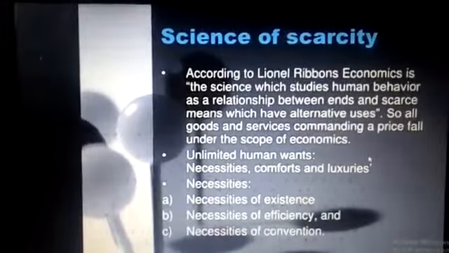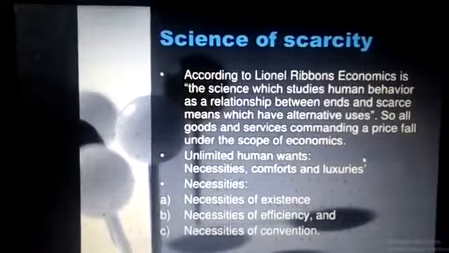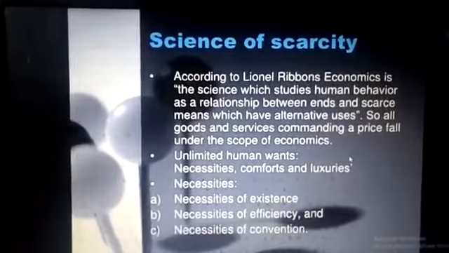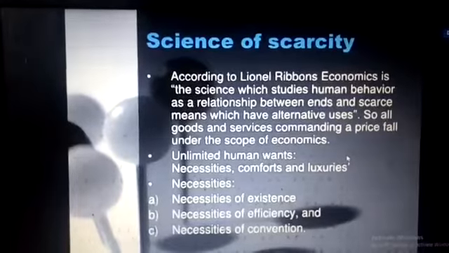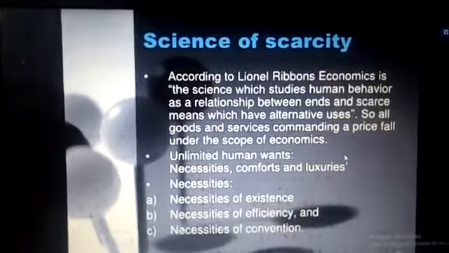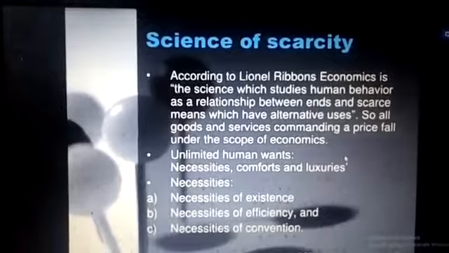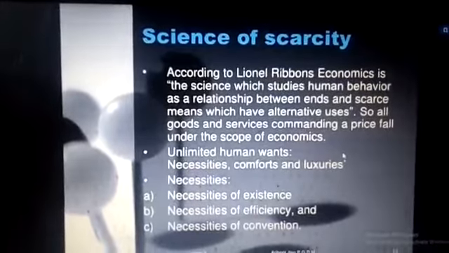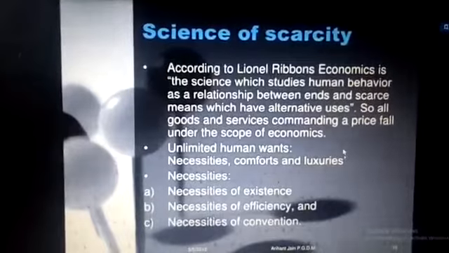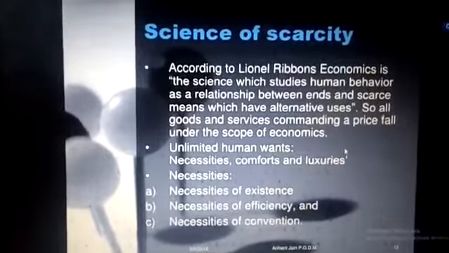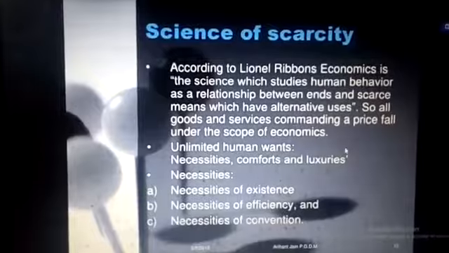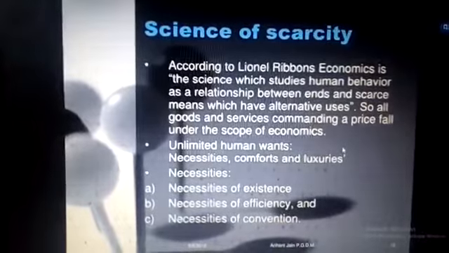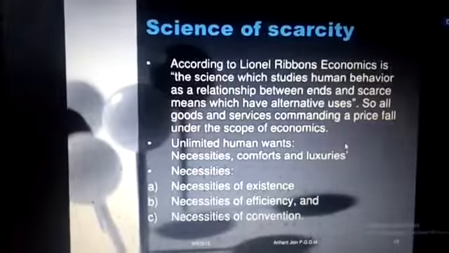And here the new economics came, the science of scarcity. Lionel Robbins gives the science of scarcity. It explains human behavior as a relationship between ends and scarce means, which have alternative uses. So goods and prices have some scope. For example, we can see points like unlimited human wants, necessity, efficiency, and convenience. So there are many things there.